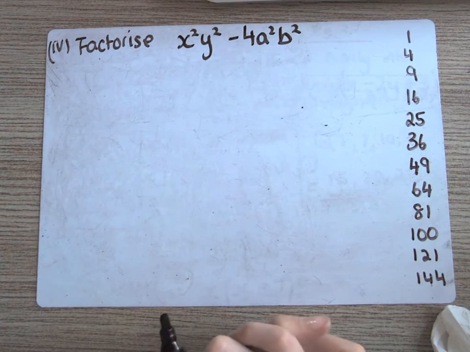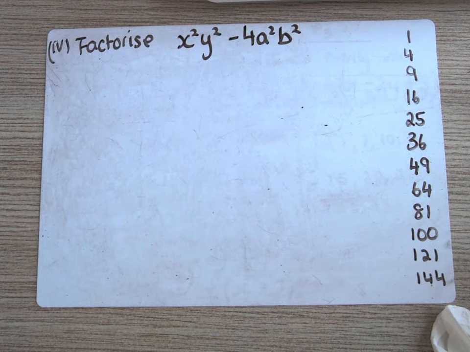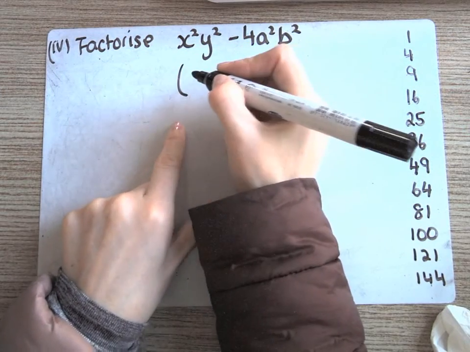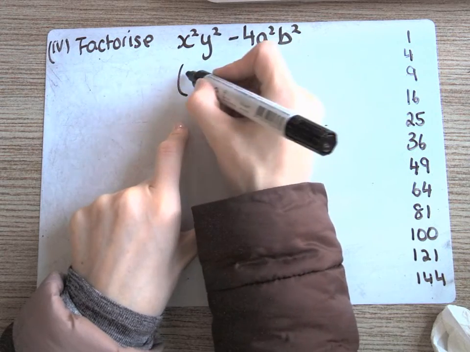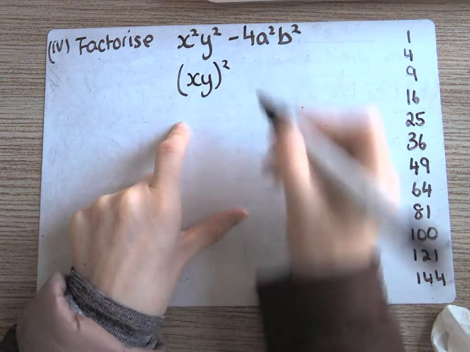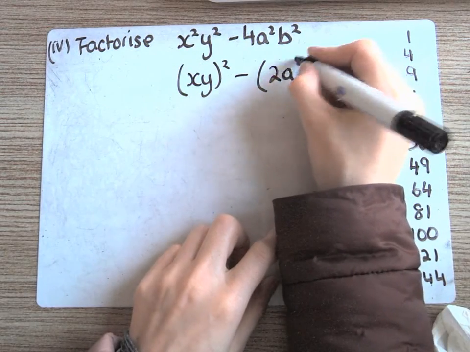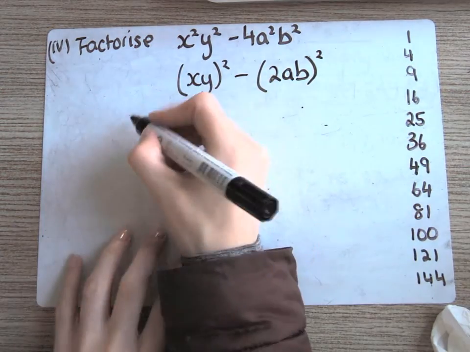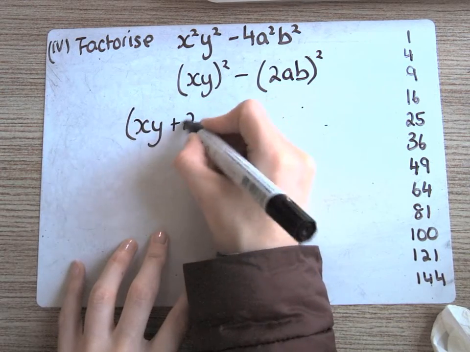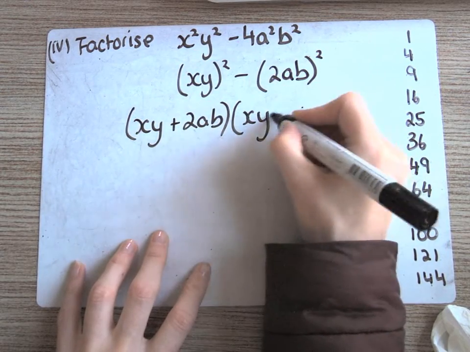x squared y squared minus 4a squared b squared. So x squared y squared is what to be squared? xy. Excellent. And 4a squared b squared is? Well done. 2ab to be squared. So xy plus 2ab, xy minus 2ab.